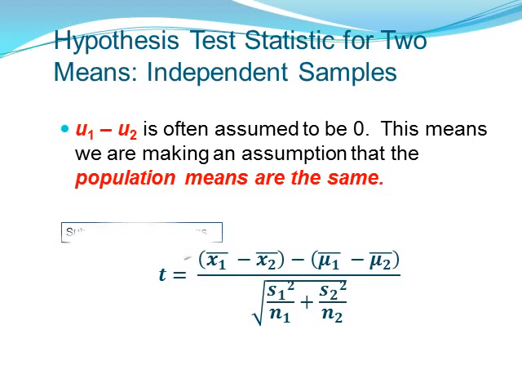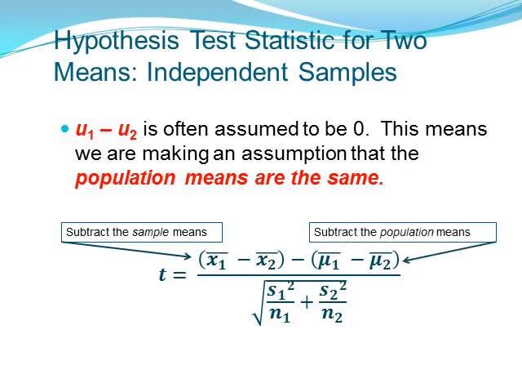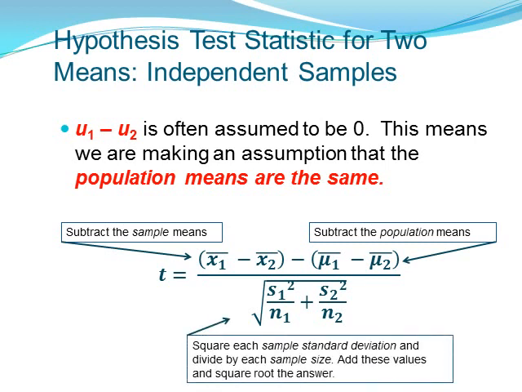So it says that t is equal to x bar 1 minus x bar 2. So we want to subtract the sample means. And then we subtract the next value, which comes from subtracting the population means. For most of our problems, this is going to be 0 because we're assuming that there is no difference between the population means. We divide that by the square root of s sub 1 squared over n sub 1 plus s sub 2 squared over n sub 2. So this part of the formula says you need to square each sample standard deviation and divide that by its sample size, and then you add those values and take the square root of the answer.